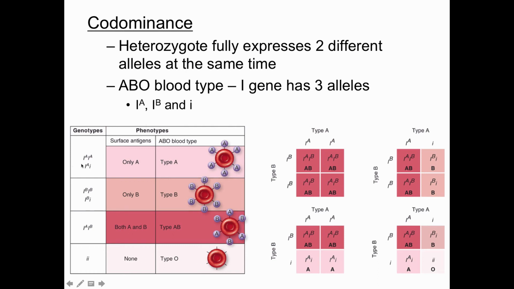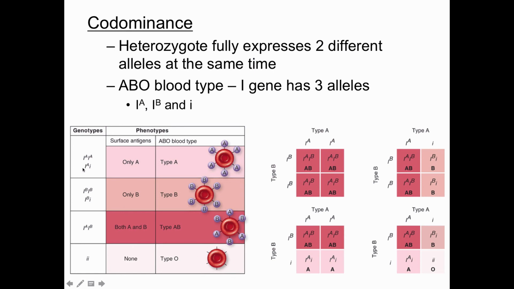Right, so if you look over here, a person with type A blood has these A antigens, these A proteins, on the surface of their blood. If you're type B blood, you have B proteins on the surface of your blood. If you're type AB, you have both A and B proteins on the surface of your blood. This is the codominant one. They're both being expressed in the offspring. And type O has no proteins on the surface of their blood.